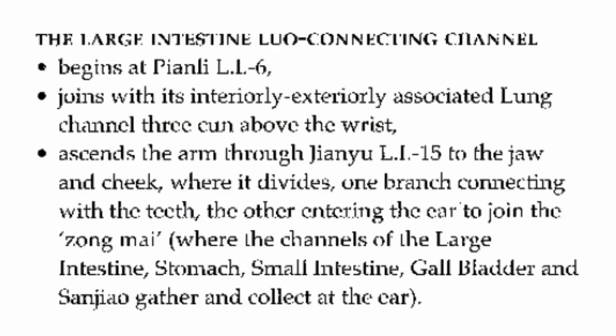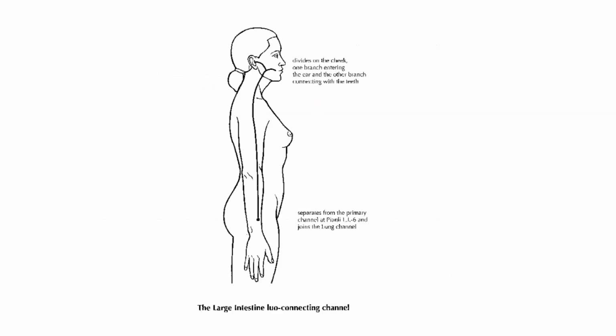So let us now review, for the nth time, the large intestine connecting channel. It begins at LI6, then joins with its exteriorly associated lung channel 3 cun above the wrist. It ascends the arm through LI15 to the jaw and cheek, where it divides, one branch connecting with the teeth, the other connecting to the ear to join the zongmai, where the channels of the large intestine, stomach, small intestine, gallbladder, and sanjiao gather and collect at the ear.